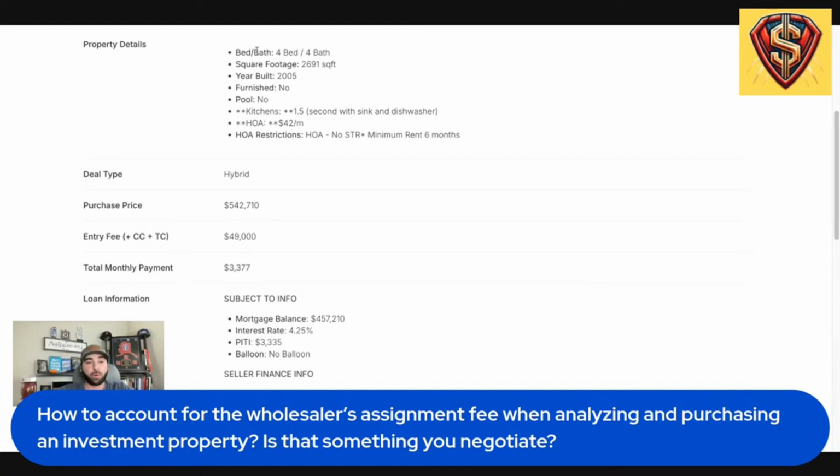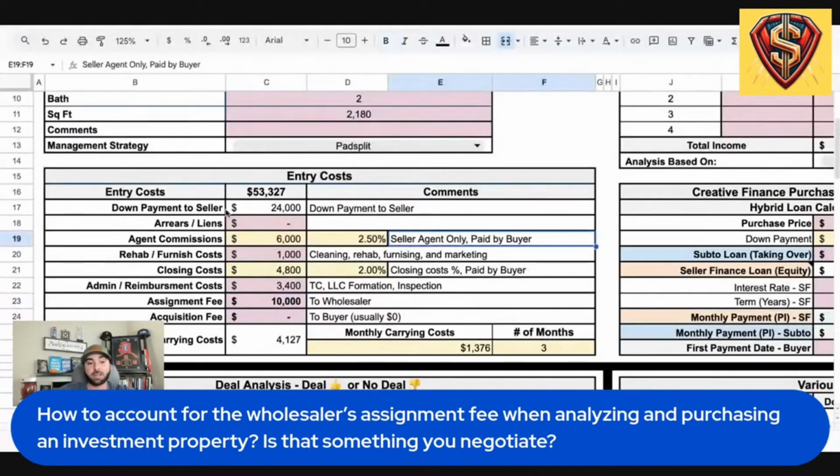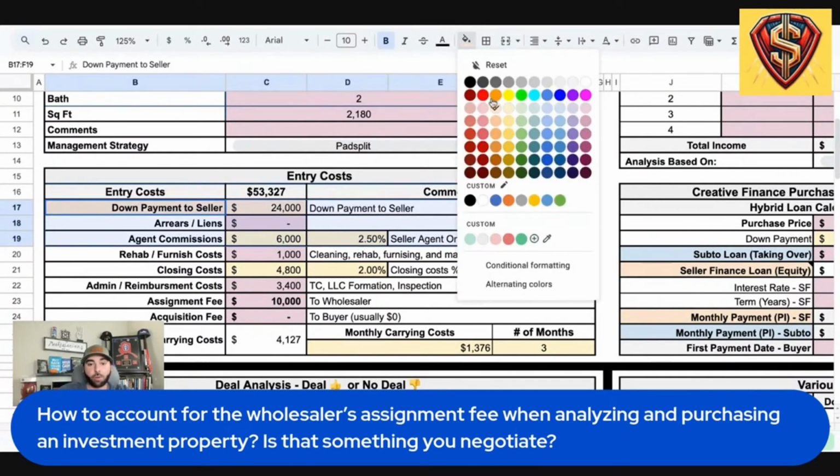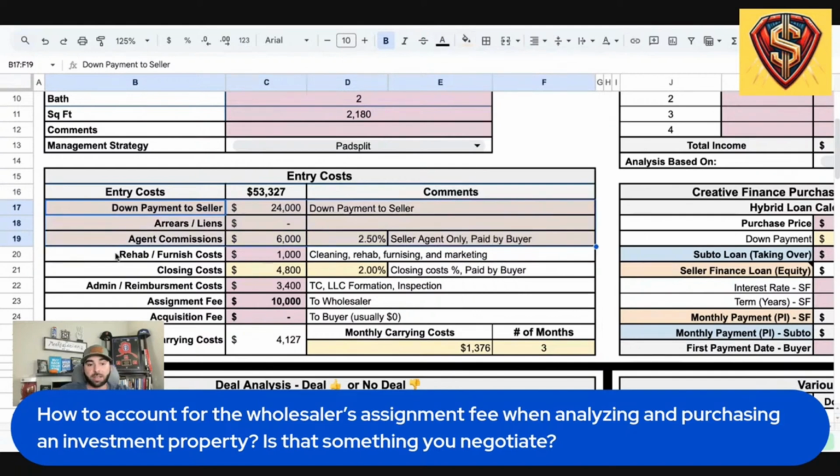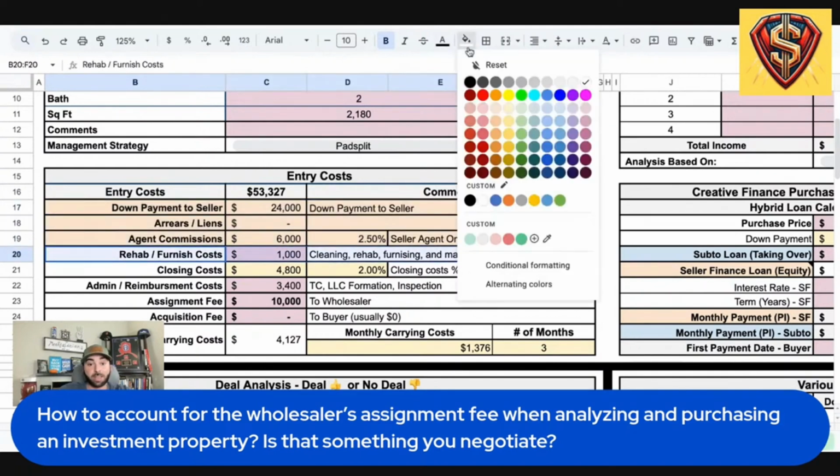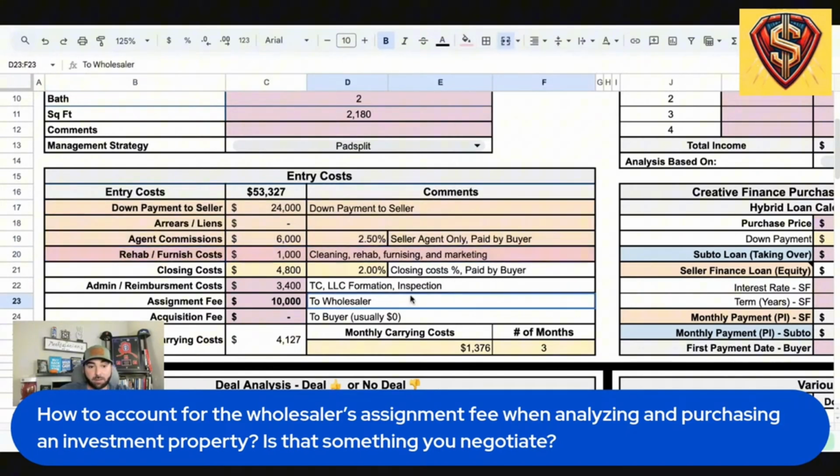Let me show you what that accounts for on the spreadsheet, because usually that $49,000 is going to be the down payment to the seller, the arrears and liens, agent commissions, right? No wholesaler is going to account for your rehab or furnishing costs unless it's maybe a cash deal. So we'll get rid of that. They'll be red, right? That's not something they're accounting for in there.